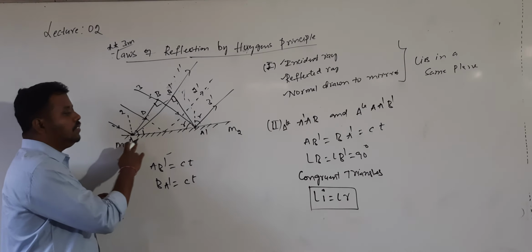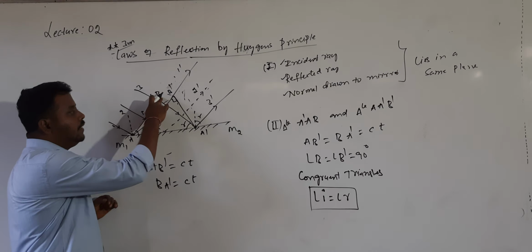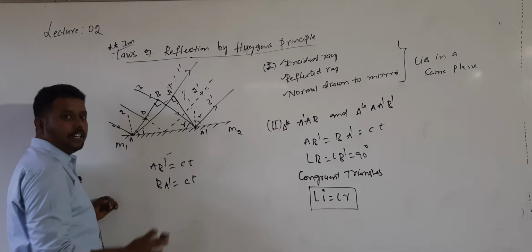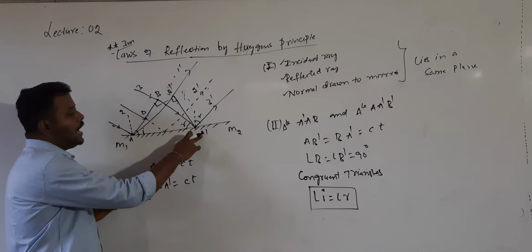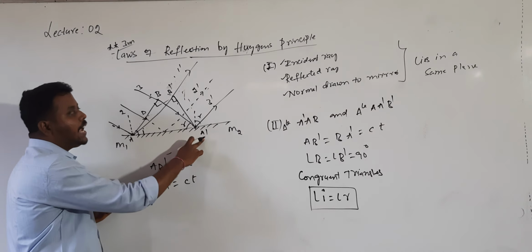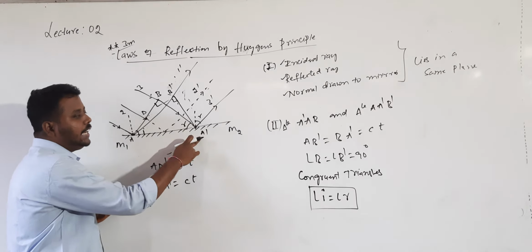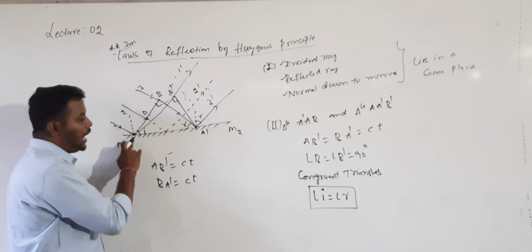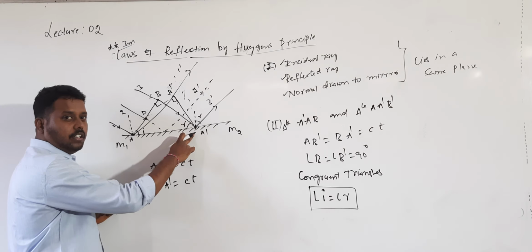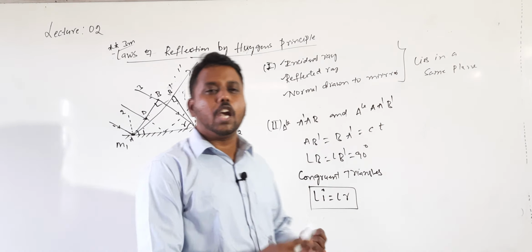Regarding the triangles, no confusion now. The first triangle is A dash A B and one more triangle is given by A dash B dash. The angle at A value is I, the angle at A dash value is R. So angle I value equal to angle R, because opposite angles in congruent triangles are equal.